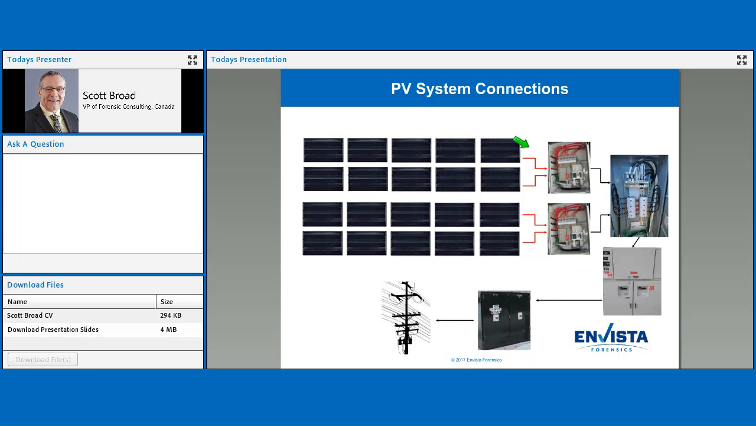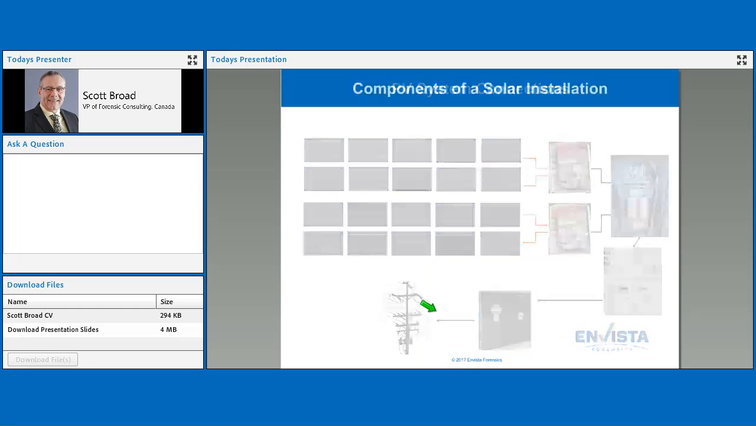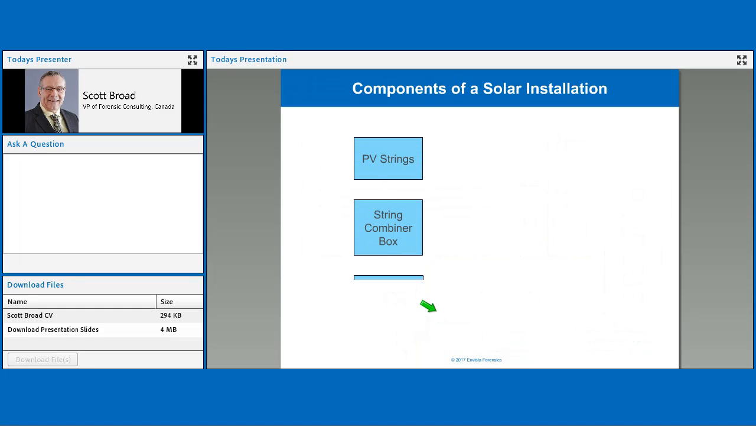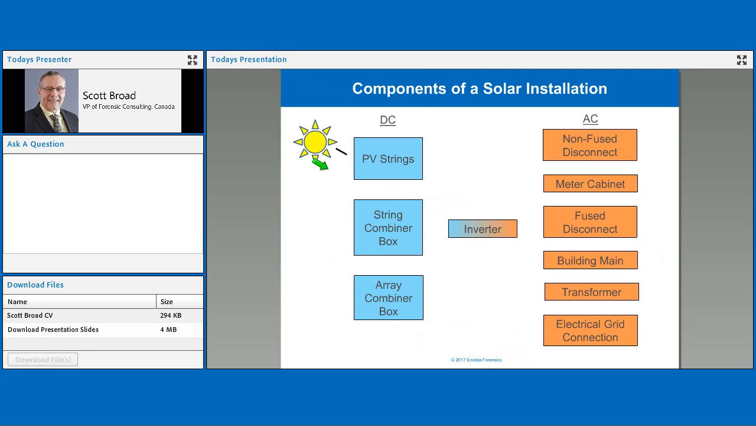But in its basic form, this is a solar array. It goes from here, it gets combined in here. These strings all combine in what we call a string combiner. The string combiner goes to an array combiner, and they're all combined here to an inverter, to there, to the grid. So again, in its simplest, power to the strings, to the string combiner, to the array combiner, to the inverter.